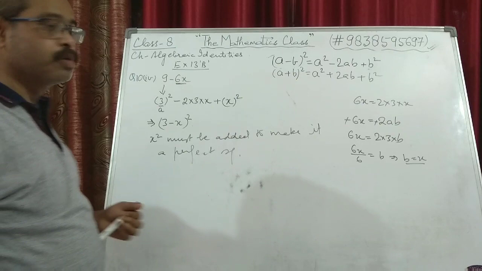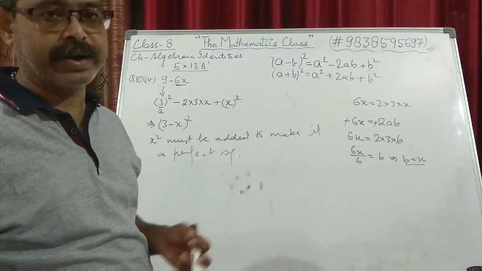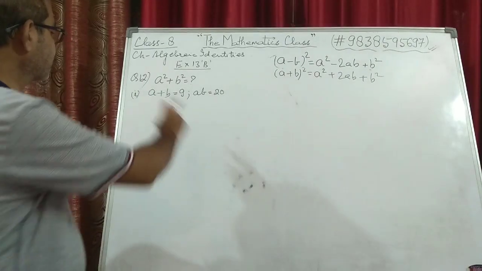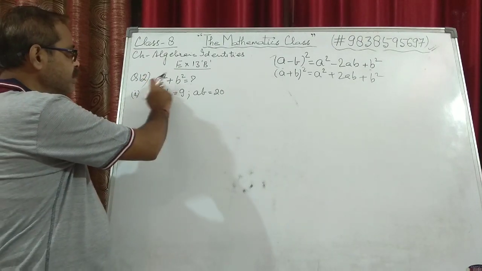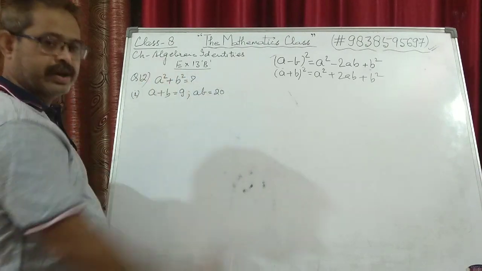Now we move on to question number 12. Questions number 12 to 15 are very important, so please practice as much as possible. Question number 12 has two parts. I am writing the first part first. You have to find the value of a square plus b square when a plus b is given as 9 and ab is equal to 20.